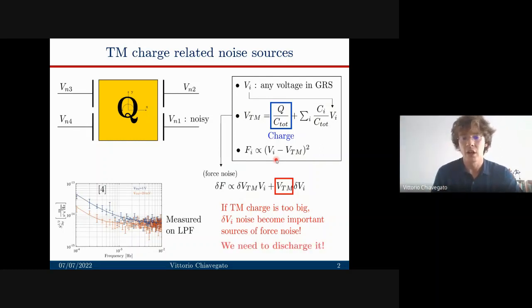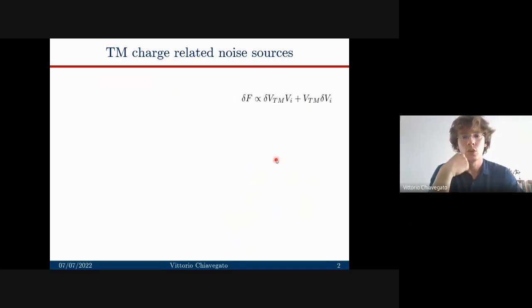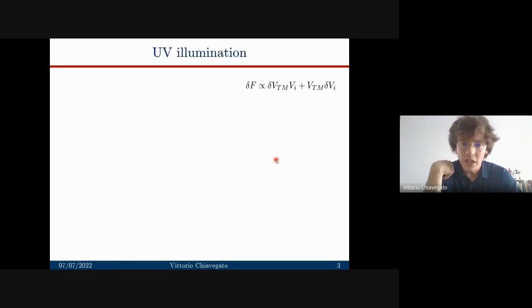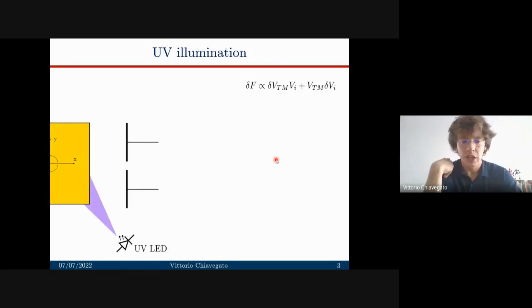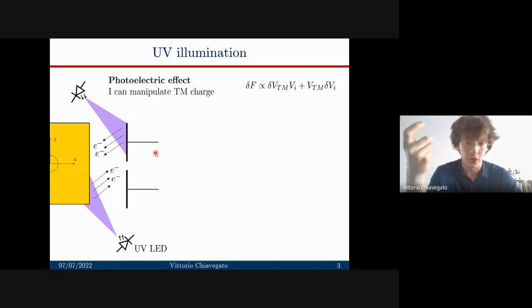So we need a way to discharge the test mass. And in LISA, what we do is we use a UV light. So we shine UV light. This extracts some electrons from the photoelectric effect. And in this way, we can extract some negative charge. But we could also think of adding it back by eliminating the electrode housing, for example. So the message is we can manipulate the test mass charge through this photoelectric effect.